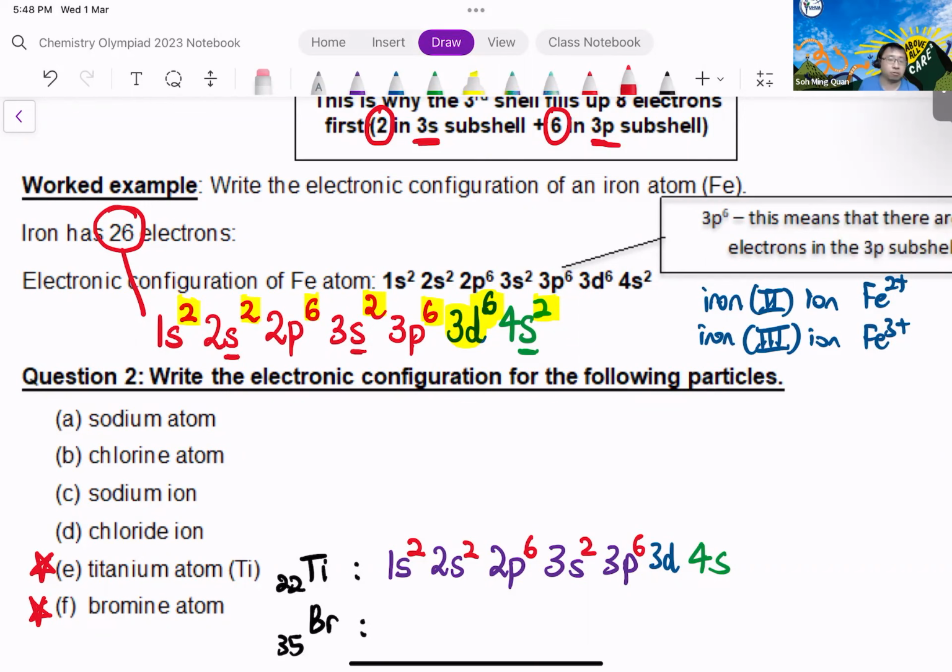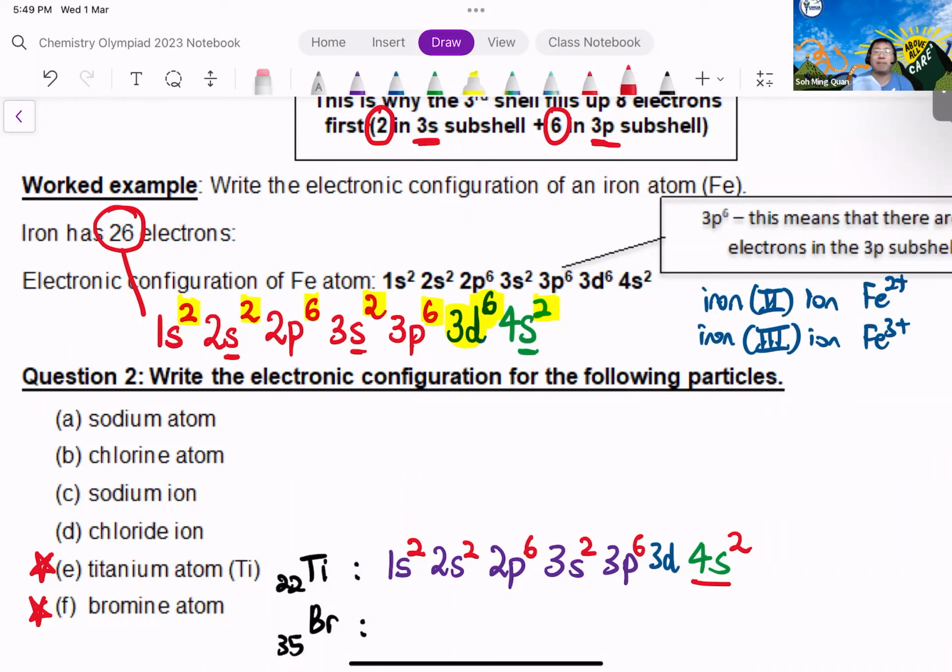Now I need to be careful, because I need to know what comes after 3p. I read from the diagram above: the order of filling is that after 3p is 4s. 4s, 2. 4s holds a maximum of 2, so I put 4s2 first. I do the 4s first. After the 4s is done, then I come to 3d. So if you calculate, how many should I put into 3d?